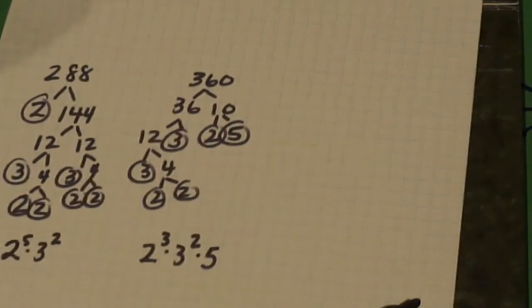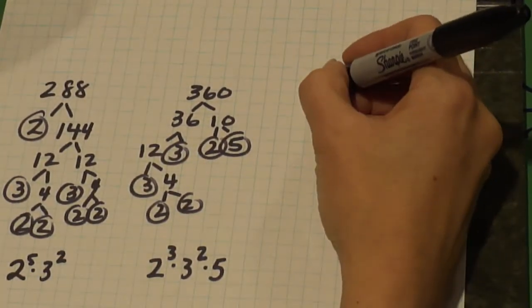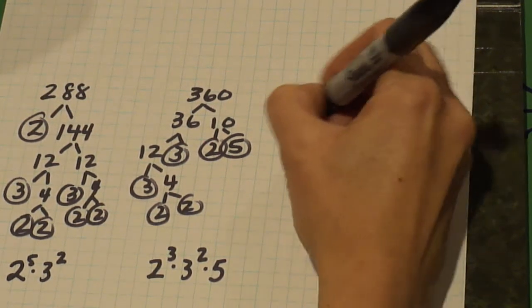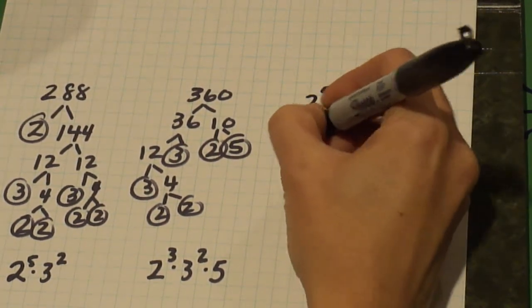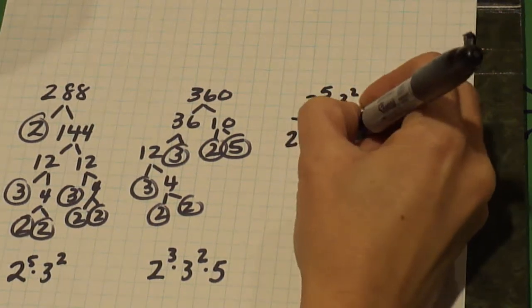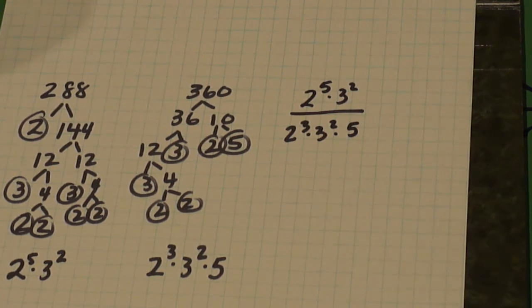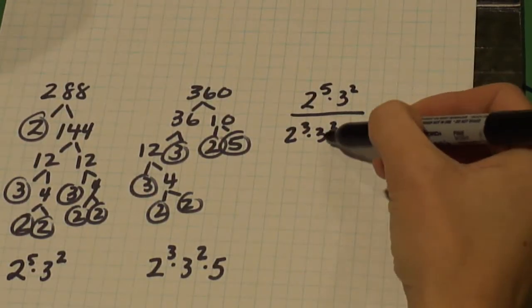I can then take this and put it back into a fraction. 288 was the numerator, 2 to the 5th times 3 to the 2nd. And my denominator is 2 to the 3rd times 3 to the 2nd times 5. I can then pull out common factors, or things that they both have. In this case, they both have a 3 to the 2nd.